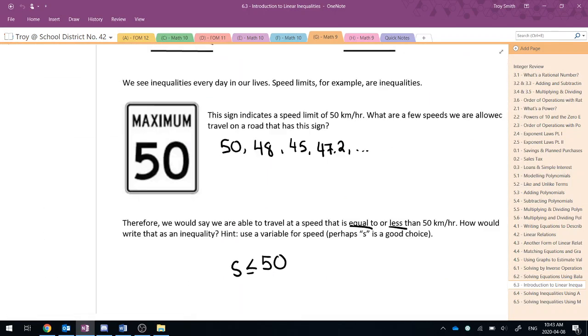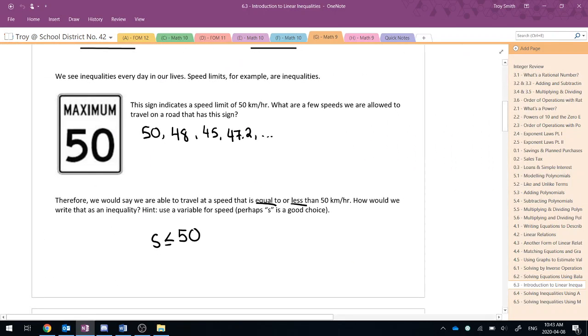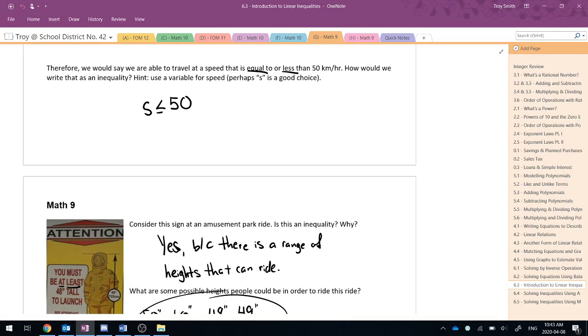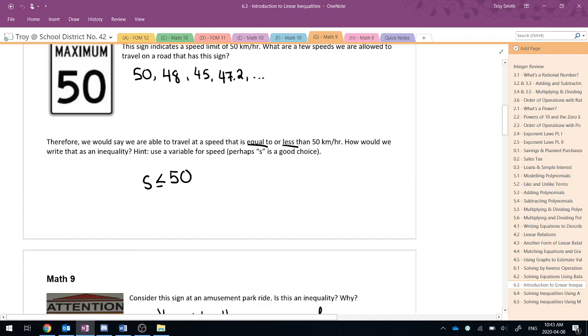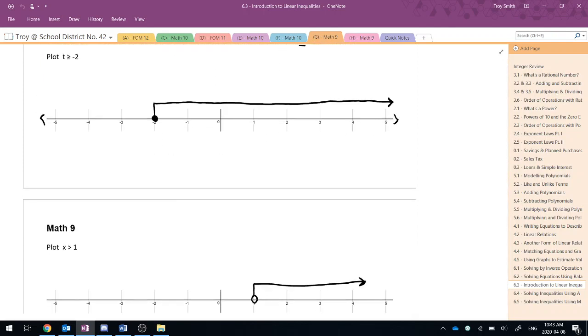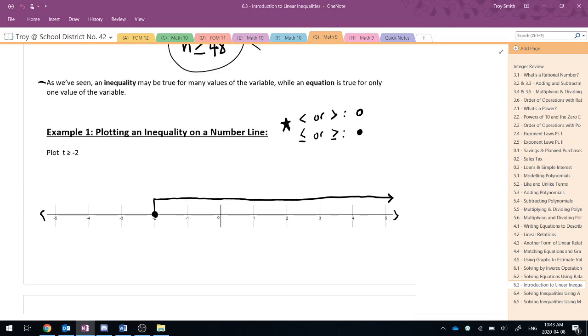Then we took a look at how we see inequalities every day in real life, and also how to create an inequality statement using some variables to describe what we might see, either as a speed limit or a height requirement or something like that. And we also saw how we can graph the answers to these types of inequalities.